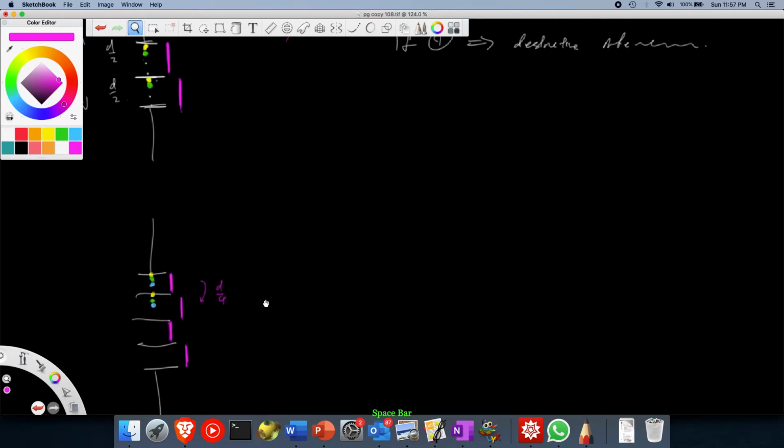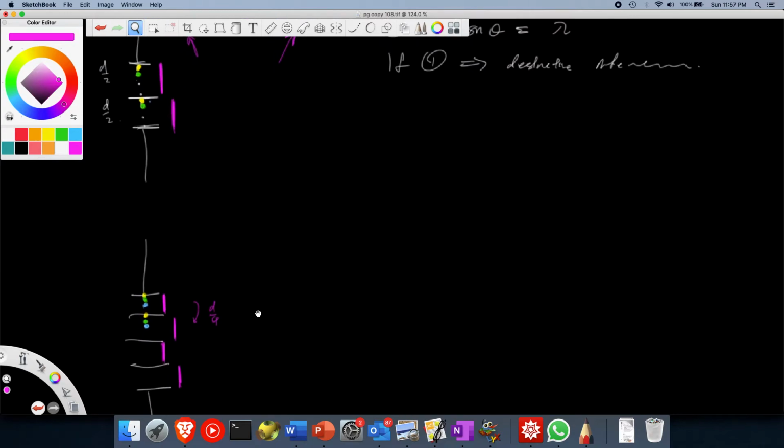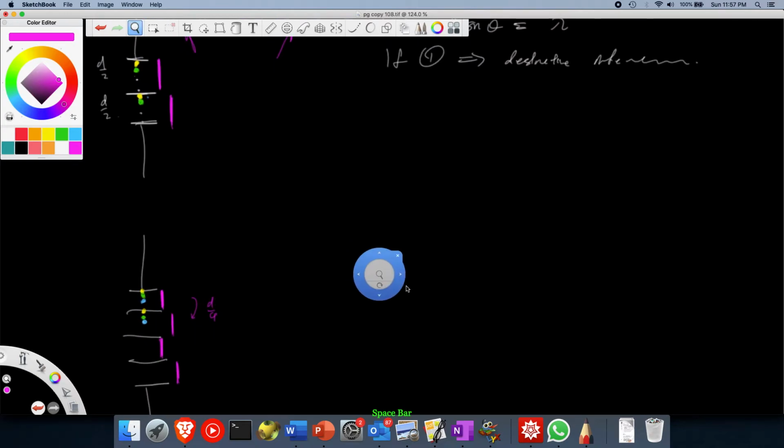Basically, we pair every point source here with every point source here, with the same translation by d over 4. And then we pair every point source here with every point source here in the same manner. Similar to the d over 2 case, but this time we do it with a translation of d over 4.